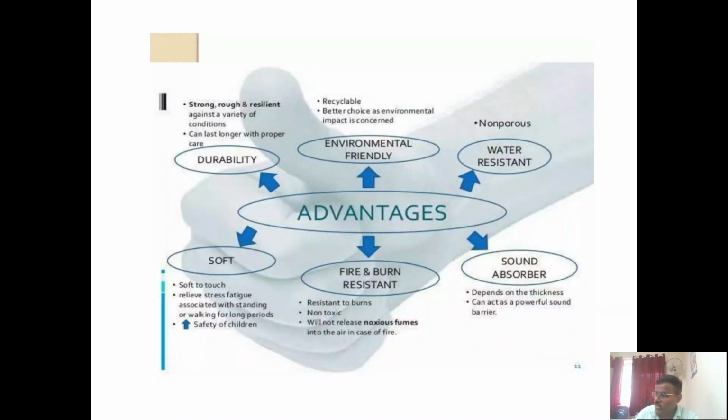Advantages of this material: it has higher durability, is environmentally friendly, can be used for water treatment, is a sound absorber, is fire and burn resistant, and is soft.